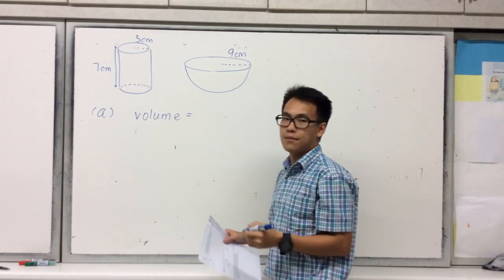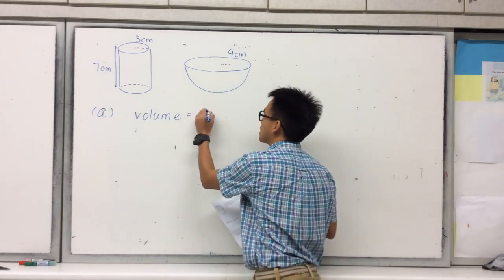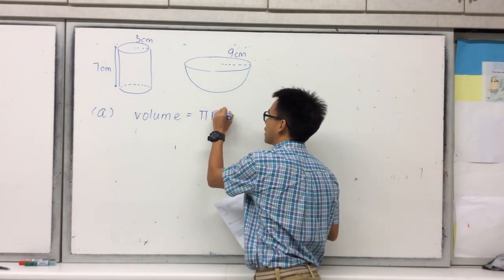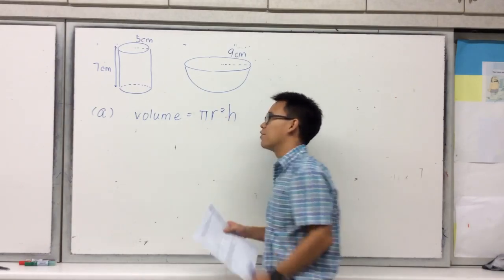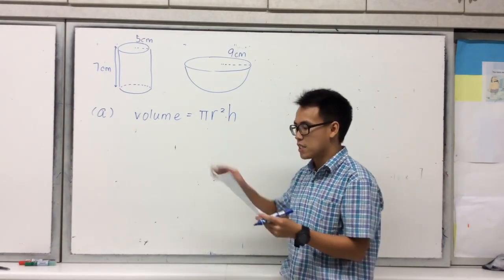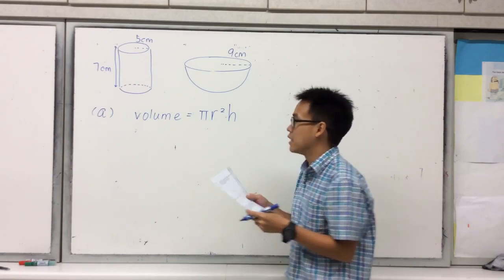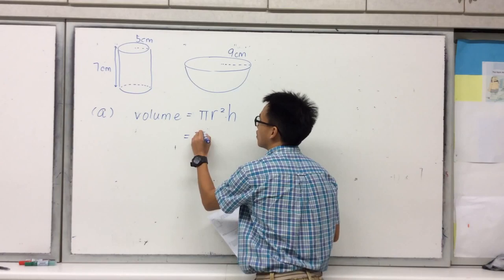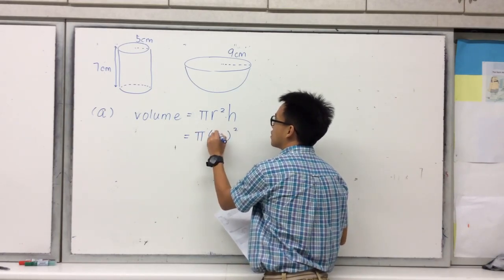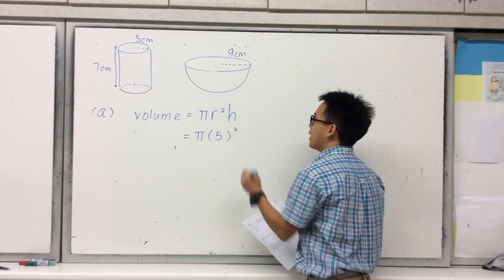Volume of a cylinder, you should recall that the formula is simply base area times height. In the case here, the base area is the area of a circle. So this is the formula for the volume of the cylindrical tin. We just do our substitution. The radius in this case is 5 and the height is 7.